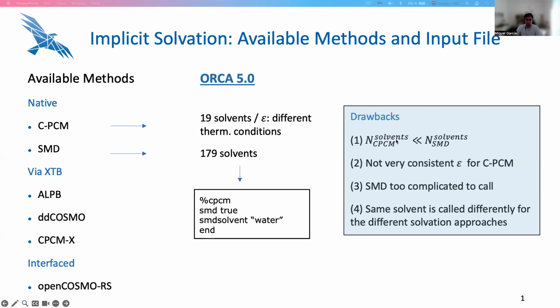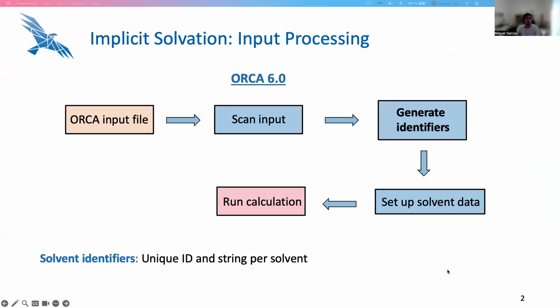So on top of these drawbacks, I would also add that if we have a solvent that exists in different solvation methods, it may happen in ORCA 5 that the solvent input name is different. So we don't want that. We want some sort of homogenization there. So all these points have been fixed in ORCA 6.0.